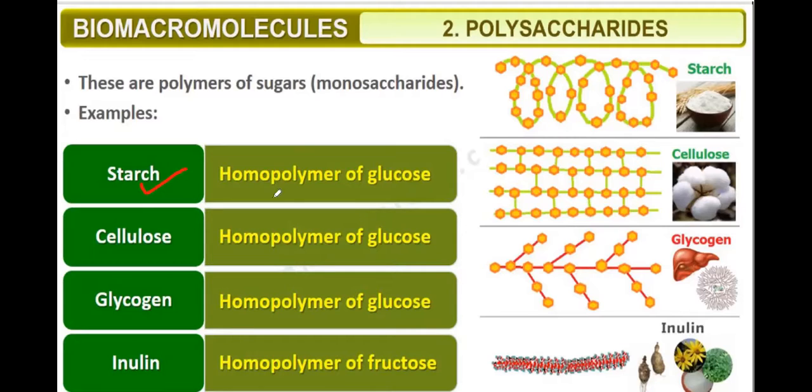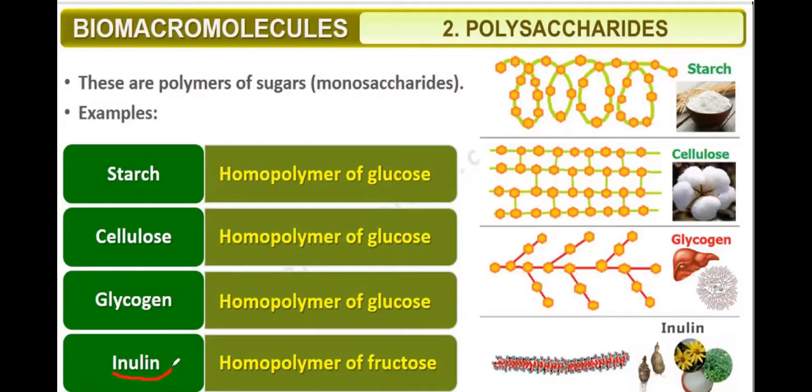Now what is starch? It is a homopolymer of glucose. So starch is made up of glucose. Cellulose is also a homopolymer of glucose, with a difference in the arrangement of these units. Then glycogen is also a homopolymer of glucose, with a difference in the arrangement.